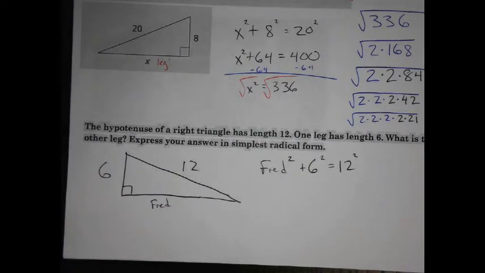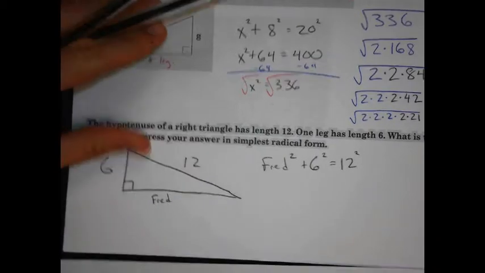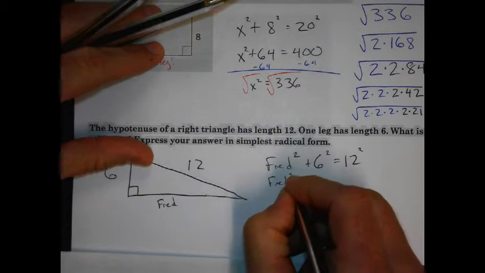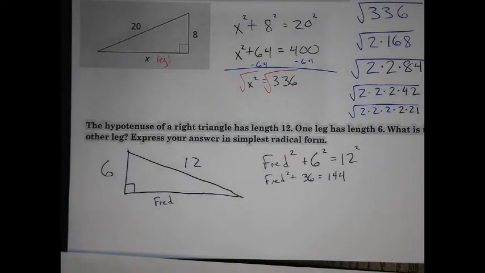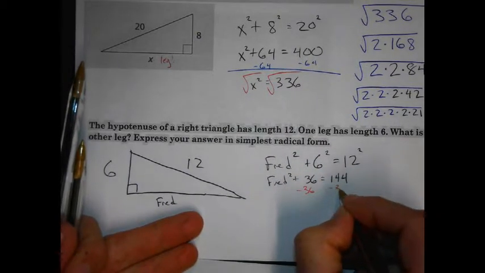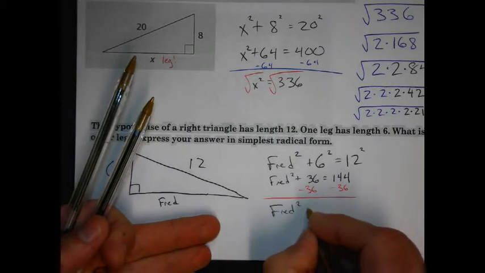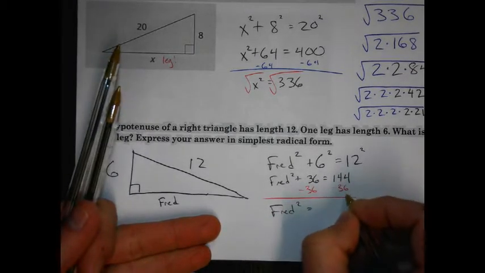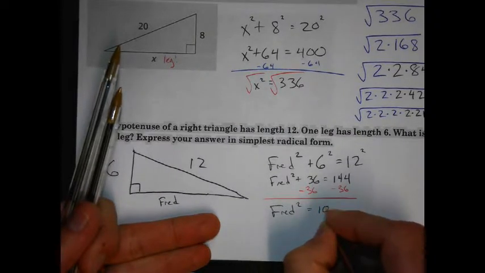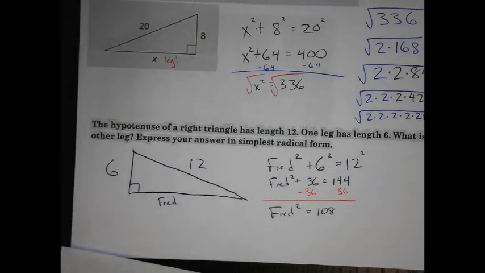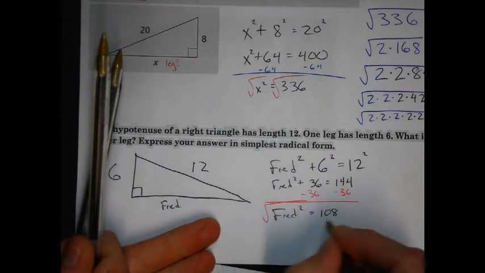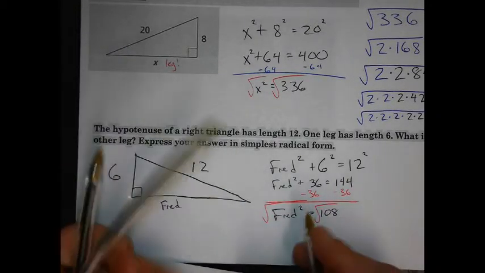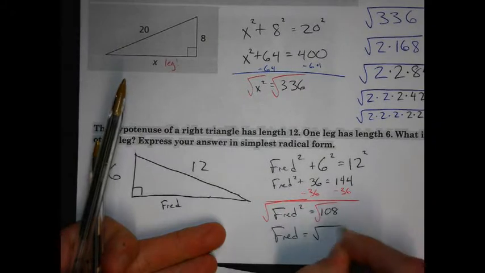So what we can do is solve for Fred. Now how are we going to do that? Well, Fred squared plus 36 is equal to 144. So how do we solve for Fred? We subtract 36 from both sides. And then when we have that, well, we know Fred squared would equal 144 minus 36, which is our good friend 108. Okay? So if Fred squared is 108, how are we going to find out what Fred is? We're going to take the square root of both sides. Boom, boom. So it turns out Fred is equal to the square root of 108.